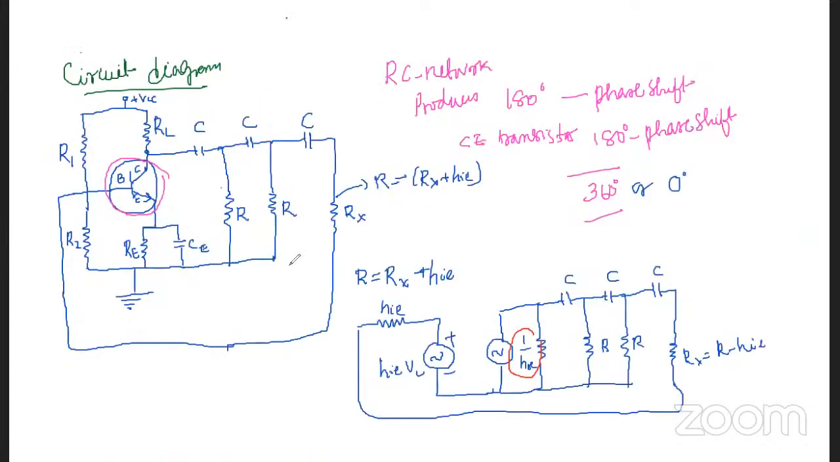Then we have the circuit diagram. Here we have drawn the circuit diagram. In this, we have taken the three RC combinations. RL is a load resistor connected to the collector. R1 and R2 are the two bias resistors. RE is an emitter resistor and C is the emitter capacitor, which we call a bypass capacitor.